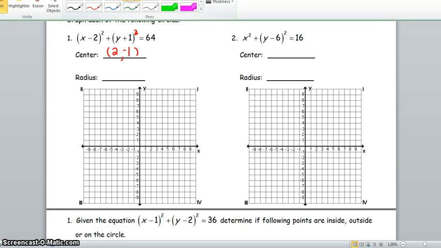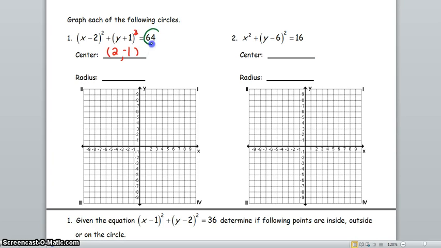The second thing to keep in mind as we're working backwards, what the equation equals is r squared. So r squared equals 64. To find the radius, we have to take the square root of that, which is 8. So my radius is 8.